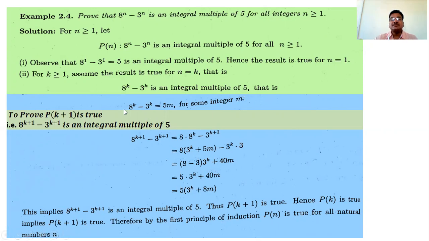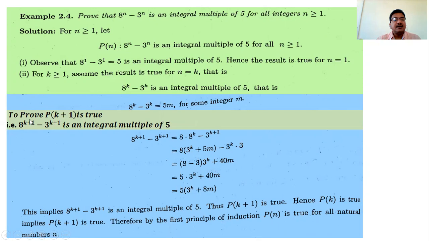That is, 8 raised to k minus 3 raised to k is expressed in the form 5 into some integer. That is 5 into 1, 5 into 2, 5 into 3. What is the value of m? It is either 1, 2, 3, 4, 5 or any integer. So this is our assumption. It's called the induction hypothesis. And what do I have to prove? That Pk plus 1 is true. That is, the given statement is true for n is equal to k plus 1. That is what we have to prove.